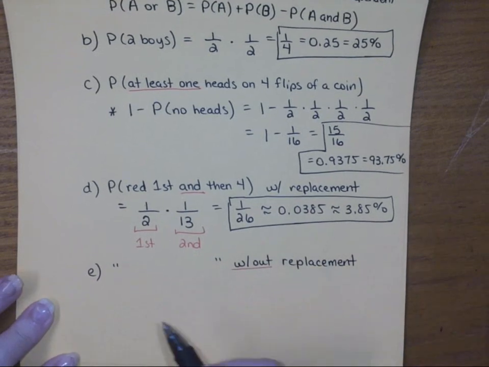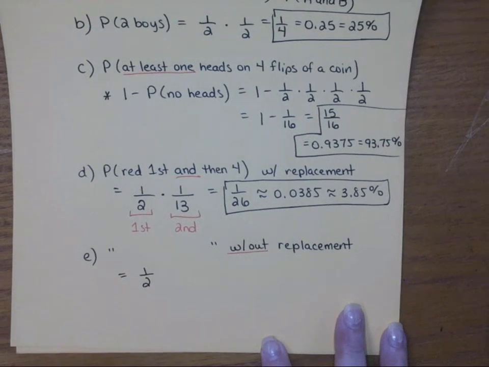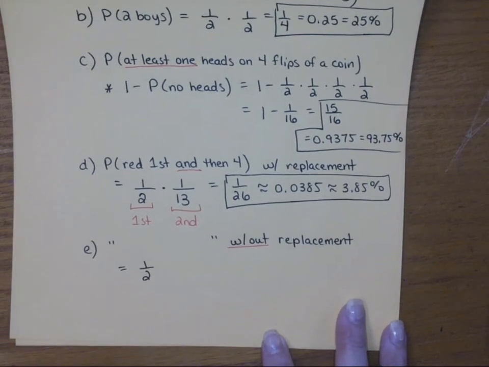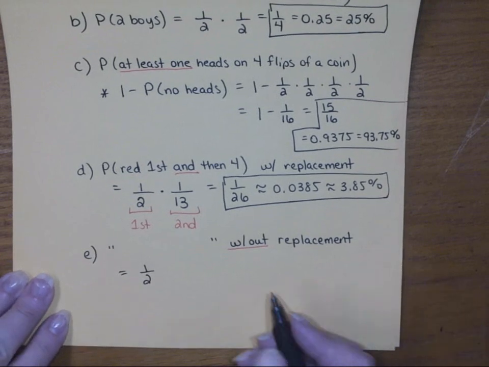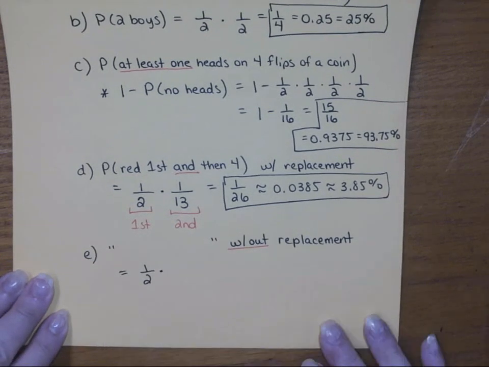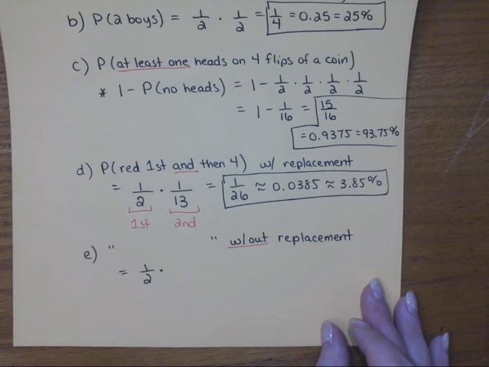So notice that doesn't change the first event. The first event is still going to be 1 out of 2 or 26 out of 52, however you want to write it. Okay, but it does change the probability of the second item.